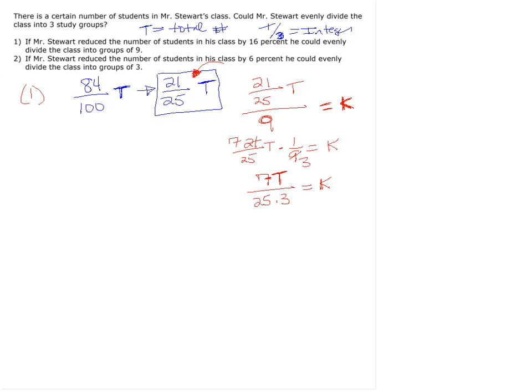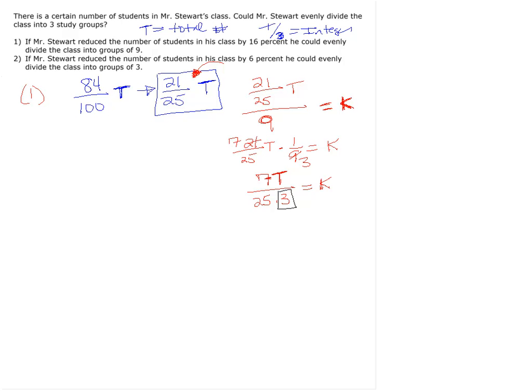25, neither 25 nor 3 are going to divide into 7. Okay, and the part of this that we really care about is the 3, right? Because we're really being asked, can he divide this into 3 study groups? And so we'll neglect the 25. Well, what's the only way that k can be an integer here in this problem?